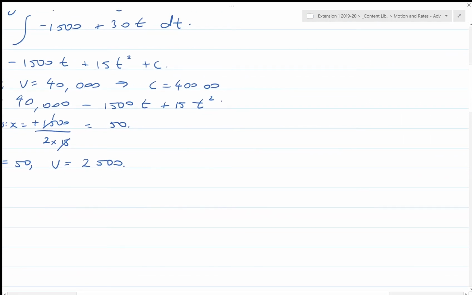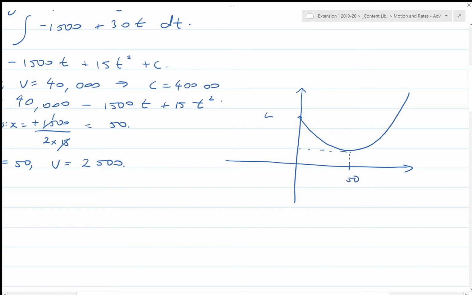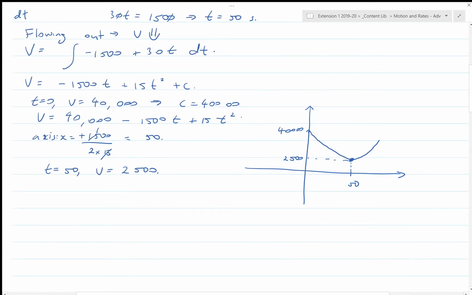Okay. Sketch. So we got the y-intercept is 40,000. This happens at time 50. So that's 40,000, 2,500. Okay, and in fact, the graph should stop there. This bit shouldn't really exist because in reality, what's happening is it's doing this, and then after that, it's actually going flat line there because they turned the tap off, right? But let's just do the right thing and draw the parabola.